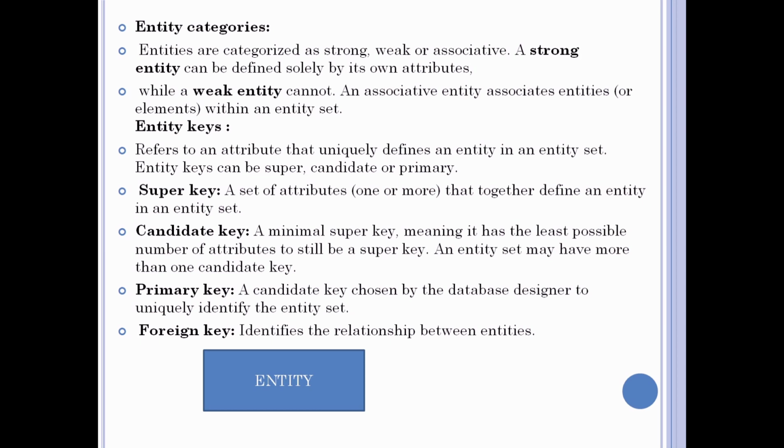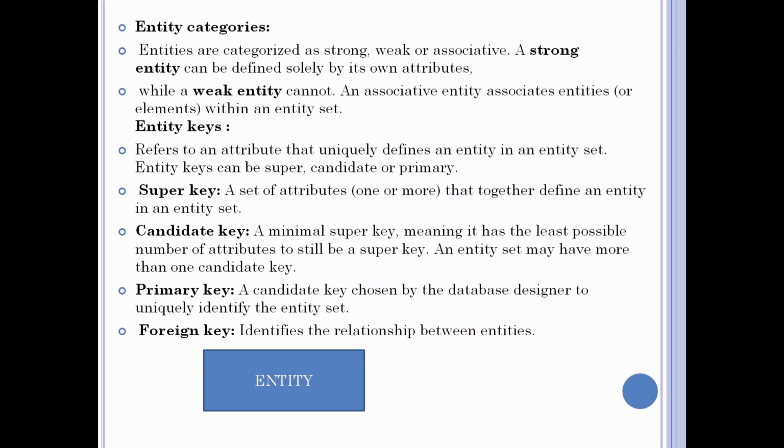What is the meaning of candidate key? A candidate key is a minimal super key, meaning it has the least possible number of attributes to still be a super key. An entity set may have more than one candidate key. The next important key is the primary key. A primary key within the particular database uniquely identifies an entity set. Each data set or table has only one primary key. And next one is the foreign key. We define the foreign key within the database because we have to define the different kinds of relationships between different kinds of entities.